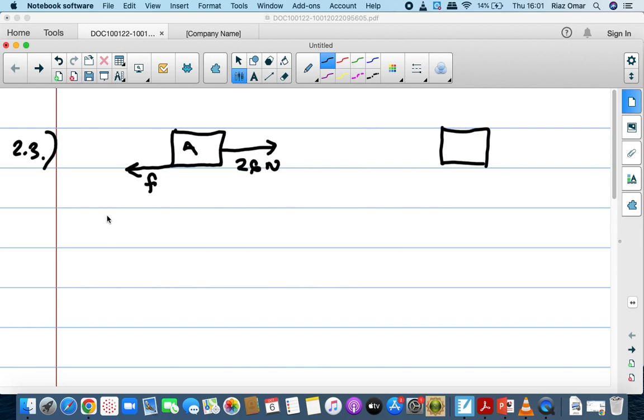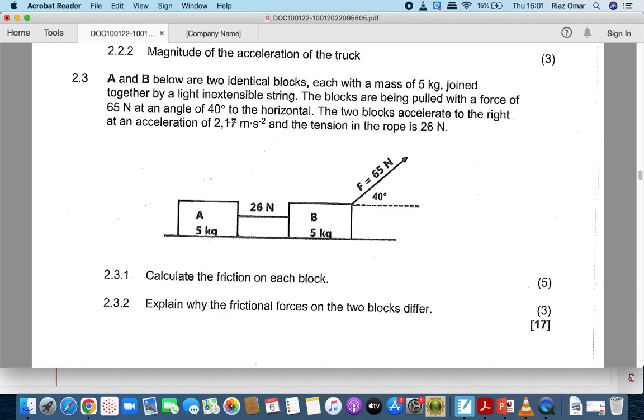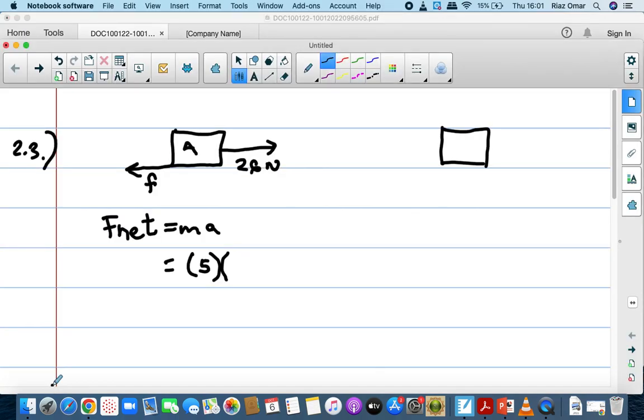If we have to work this out, we'll say F net is equal to ma. They told us that the mass of the block is 5 kilograms. And the acceleration of the block, let's just double check that. 2.7, we just said 2.7, let's just have a look again. 2.17. Just double check. As I said, 2.7, we make a silly error and you lose marks for nothing. So 2.17 and the block is 5 kilograms.